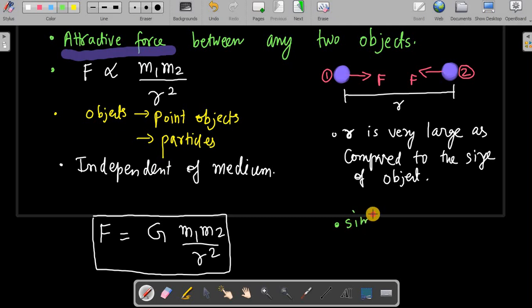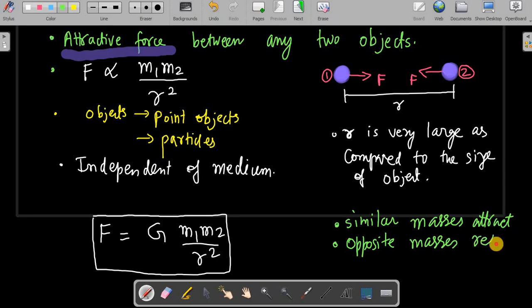So similar masses attract, and opposite masses repel. Although there is no such concept of opposite masses, we can make a hypothesis.